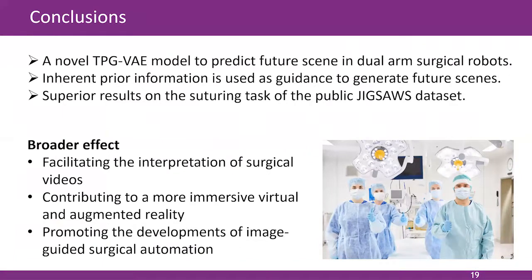In this work, we present a novel method based on VAE for conditional robotic video prediction, which is the first work for dual-arm robots. The suggested model employs learned and inherent prior information as guidance to help generate future scenes conditioned on the preserved frame. Our method outperforms the compared methods on the challenging dual-arm robotic surgical video dataset.